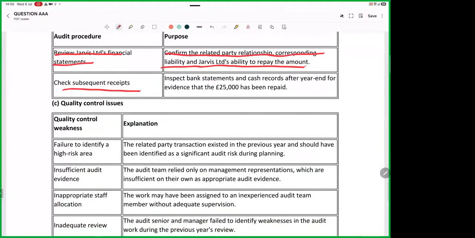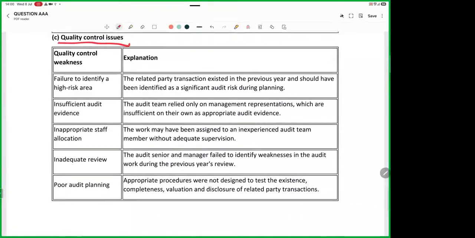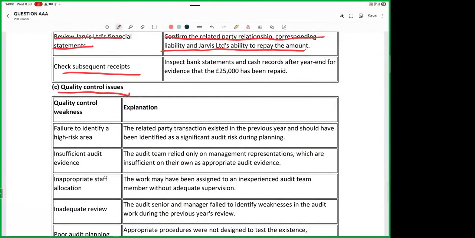Then they ask us a question on quality control issues. What I need to do, ladies and gentlemen, is to share this handout with you and ask you to go and look at this.